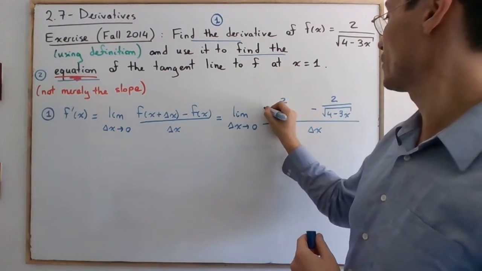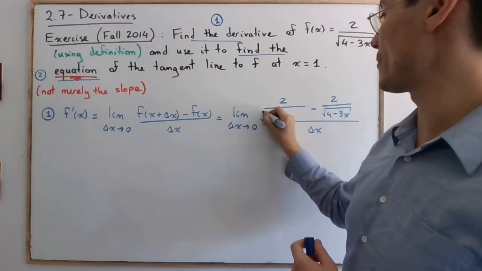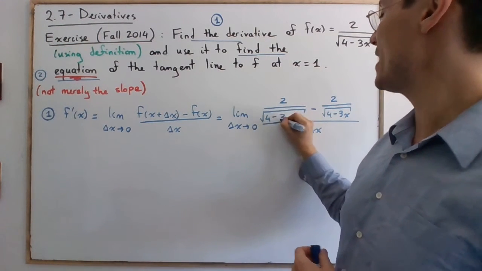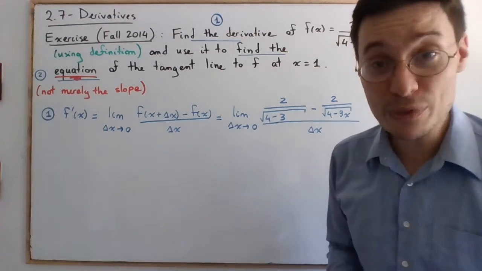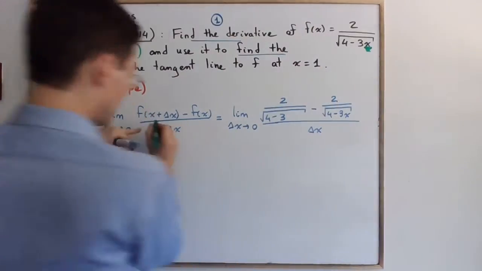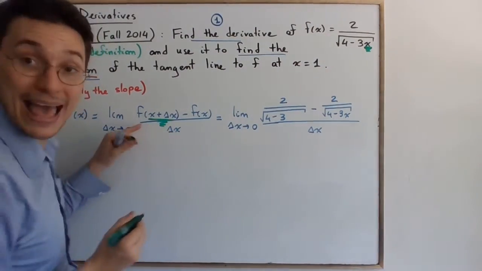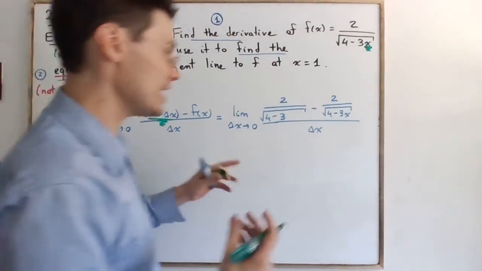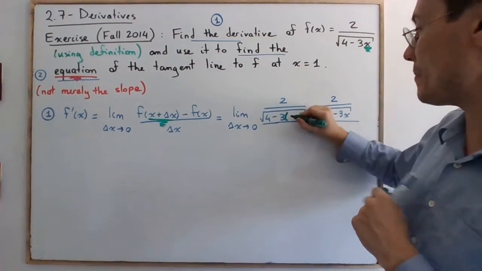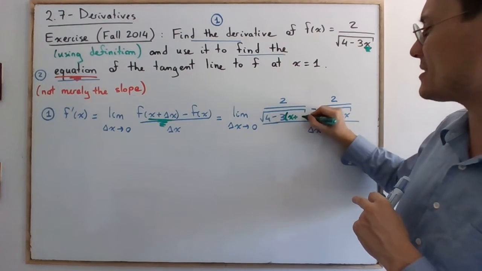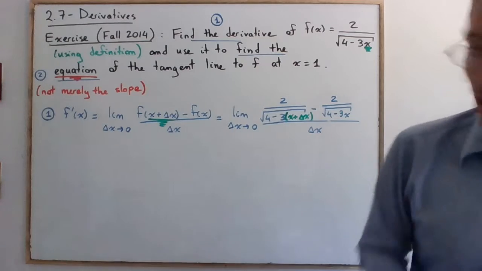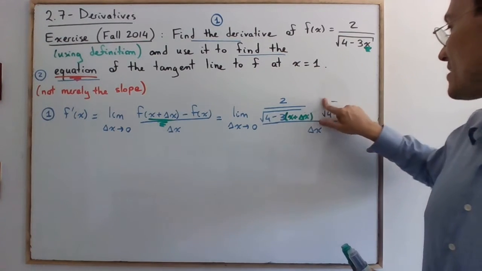Look, 2 over the square root of 4 minus 3. And the idea is, every time you have x, so here you have an x, you replace that x by x plus delta x. So in other words, this x over here will become in this term x plus delta x. Not bad, just a little bit crowded. I'm going to do slight adjustments and we're going to be good.